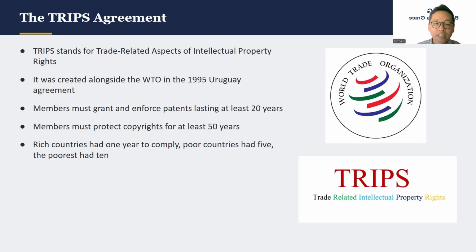Before TRIPS, intellectual property rules varied enormously from country to country. Some countries offered strong patent protection, while others offered almost none at all. This made global business planning very difficult for research-heavy companies.